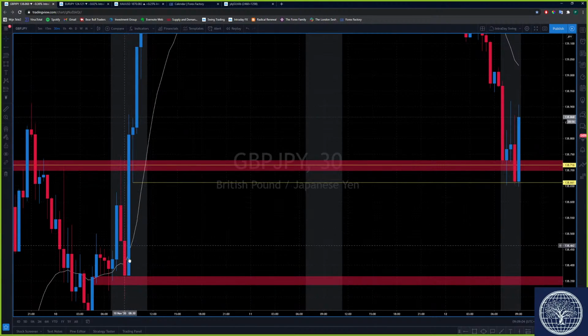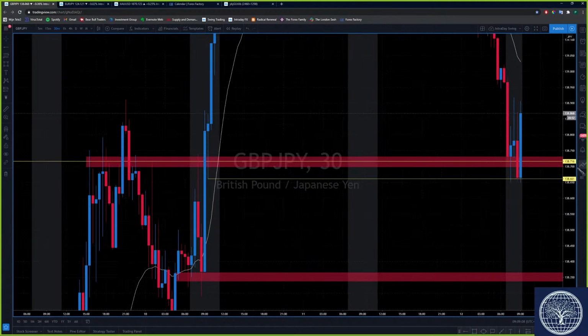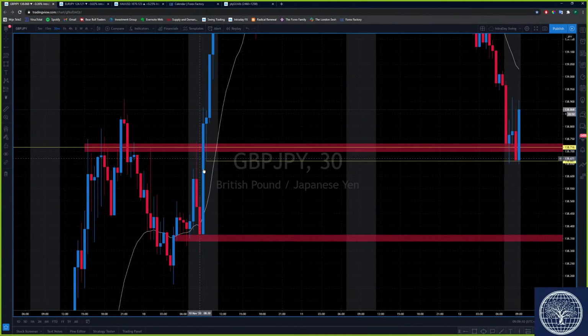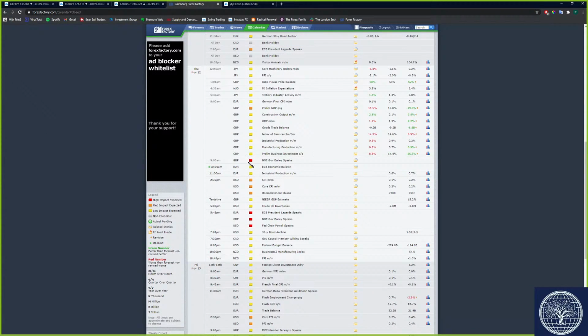We have sort of clean traffic on the left, so technically and theoretically price should have corrected this clean move with the London Open volume. But I think that, because we had Governor Bailey speaking.